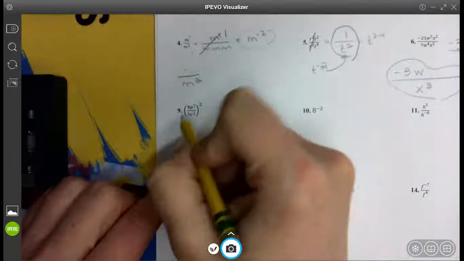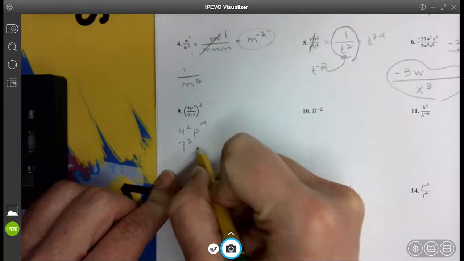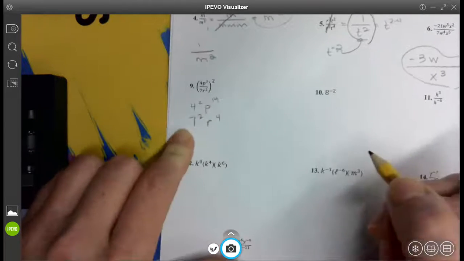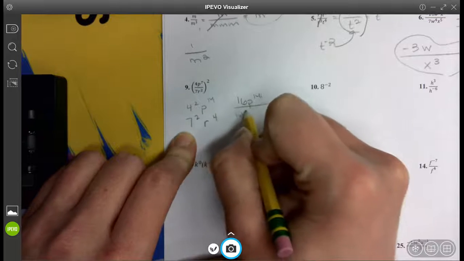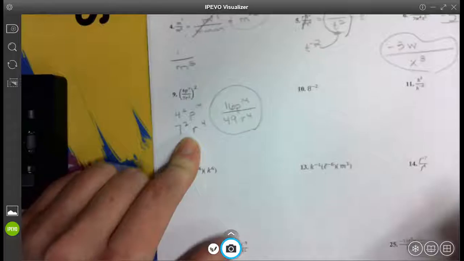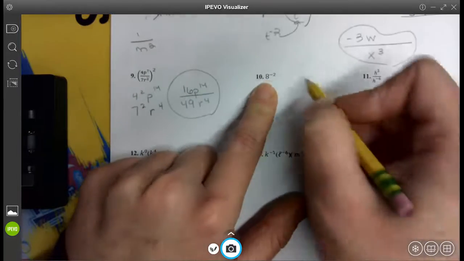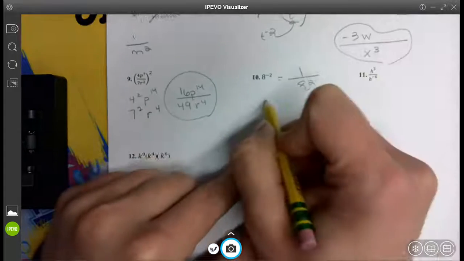When I square something, I need to square the 4, I need to square the p, I need to square the 7, and I need to square the r. So I'm going to get 16p to the 14th over 49. That can't be reduced, and neither can the r's or the p's. Here, it's negative. It needs to be moved. It needs to go to the bottom. Now it's positive.